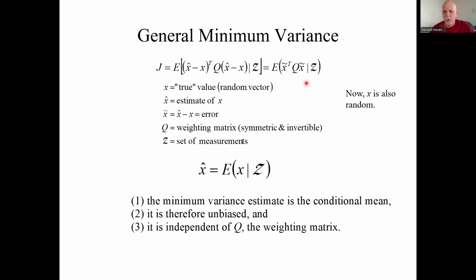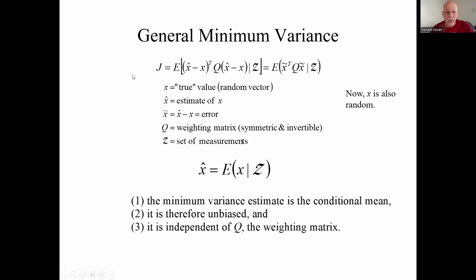So it's kind of a mean square thing up here. Q is a weighting of those errors. All we require is that it be symmetric and invertible. Z is the set of measurements. And I'm going to skip all derivations. See my website if you're curious. It says, here's the answer.